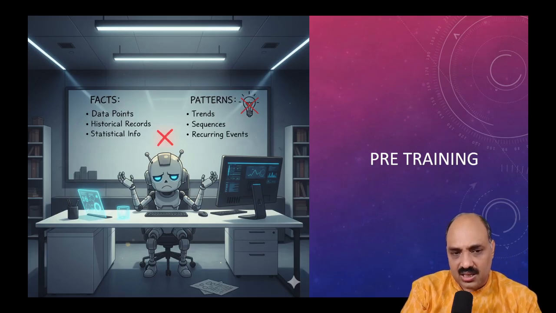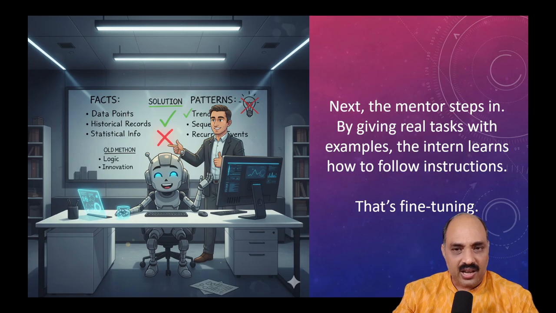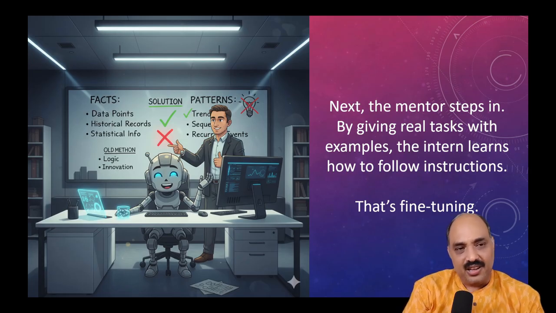Now, this is a phase where our Chitty the robot will be given a small mentor. Whatever the mentor is trying to do, he is trying to do fine-tuning, the second phase of building an LLM.